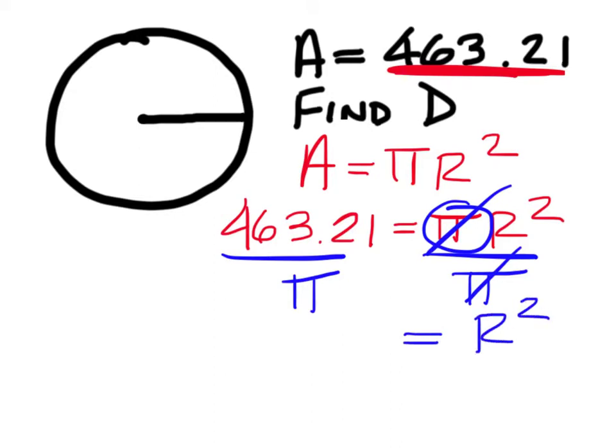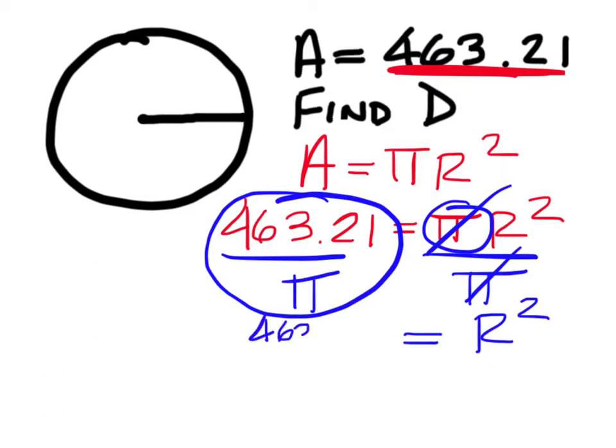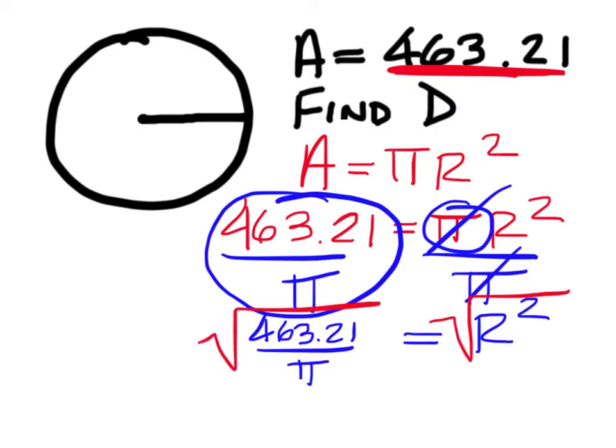We are not going to calculate this just yet. We're going to leave it alone and simply write 463.21 over pi. That is because we still have to find r. We only have r squared now. To get r by itself, we have to undo that square. So we find the square root of both sides. And when you do that, the square root of r squared is r.